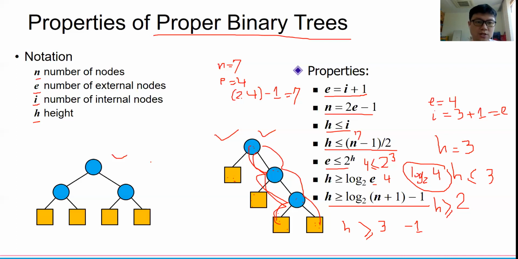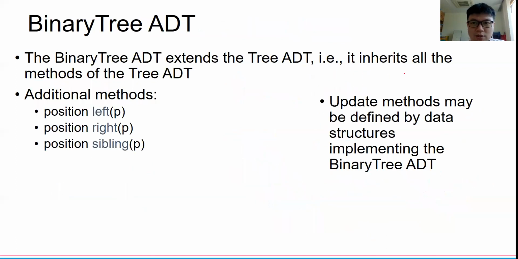So you can also check the same with this one. How can you check this one? Try with this property. So maybe this is one of the questions in your exam. Maybe, I don't know. So the binary tree ADT is one of the ADTs that you can use.